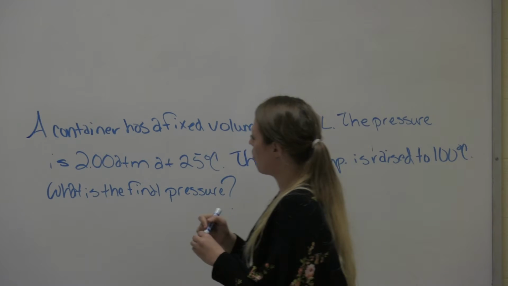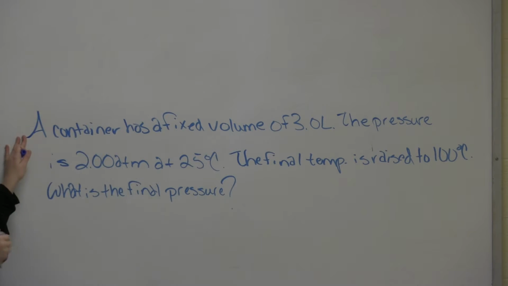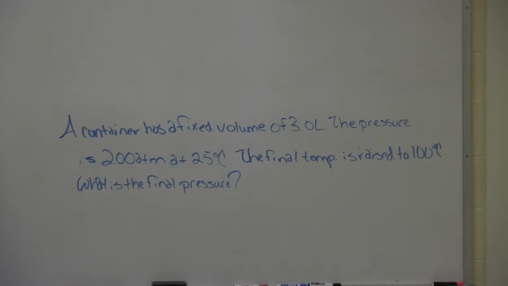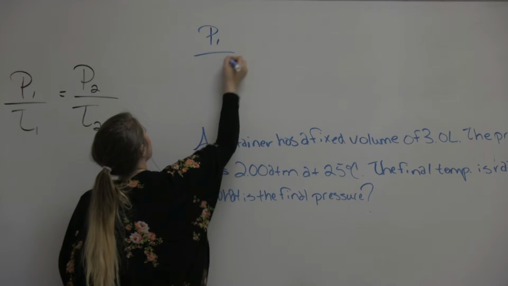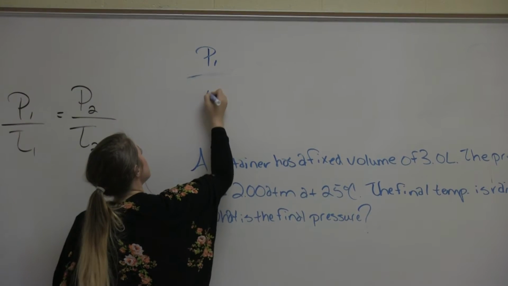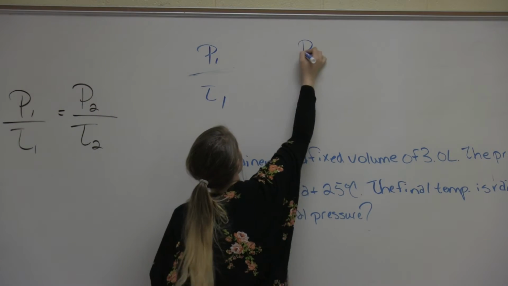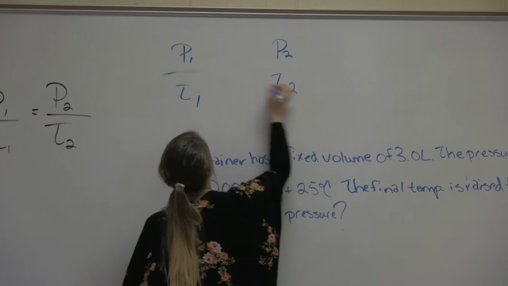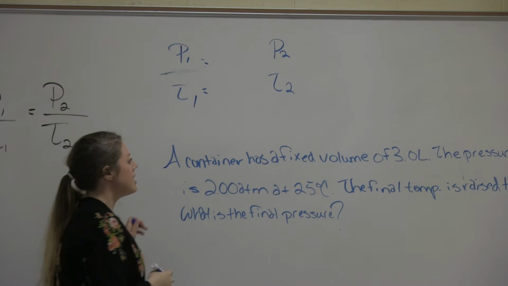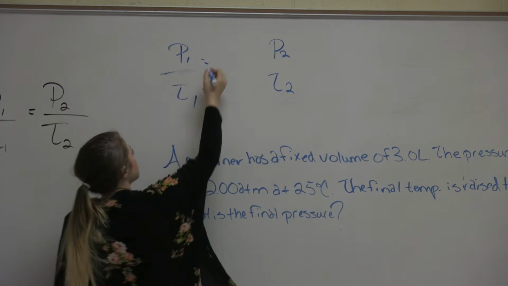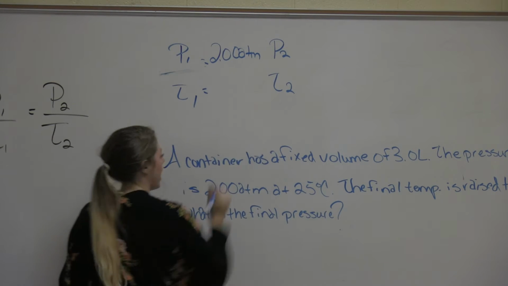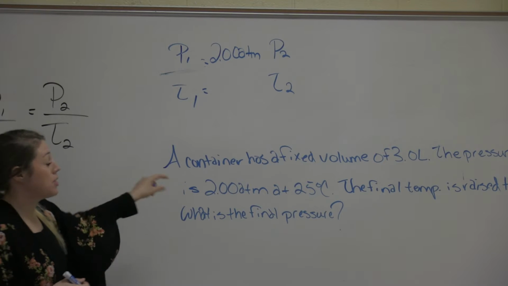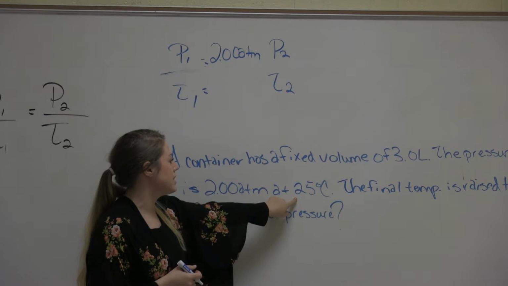Okay, so we're going to go ahead and write our variables. Now if it's at a fixed volume, volume doesn't come into play anymore. We're keeping that constant. So I'm going to have a P1, a T1, a P2, and a T2. Okay, so my initial pressure in the container is 2 atmospheres. Okay, my initial temperature is 25 degrees Celsius.